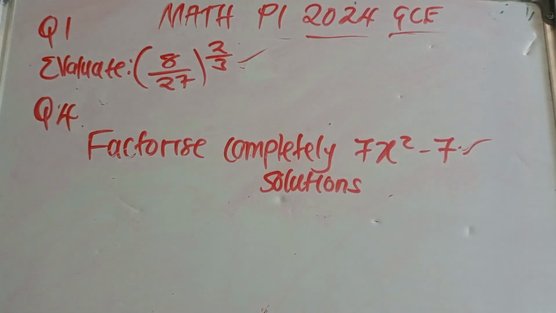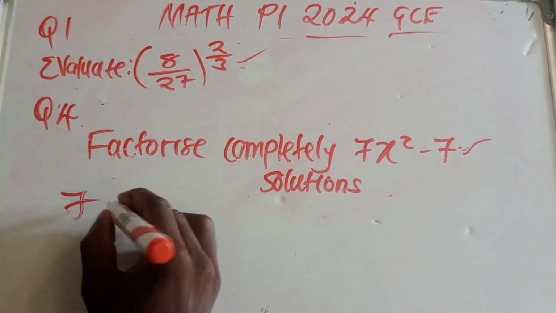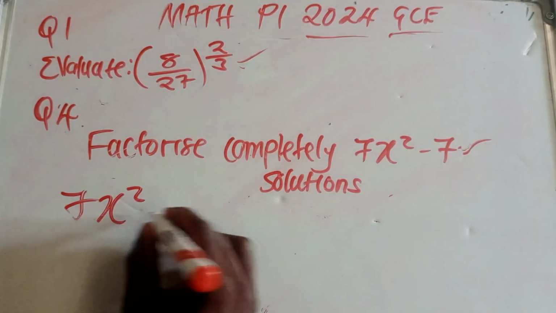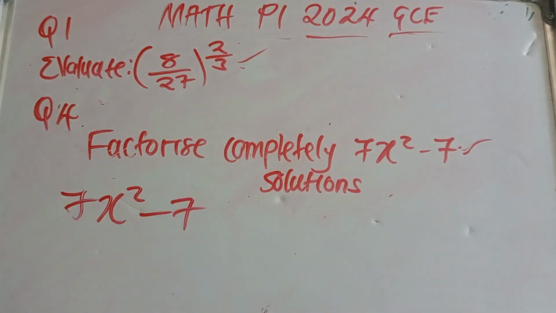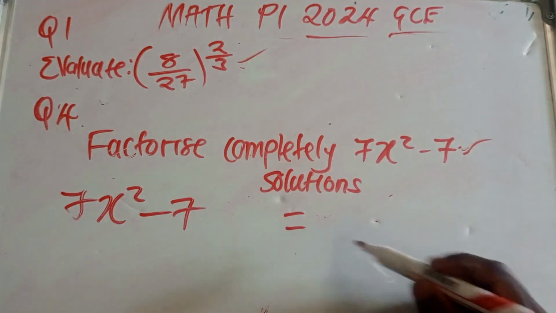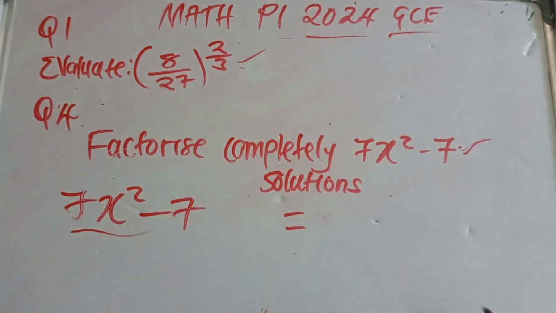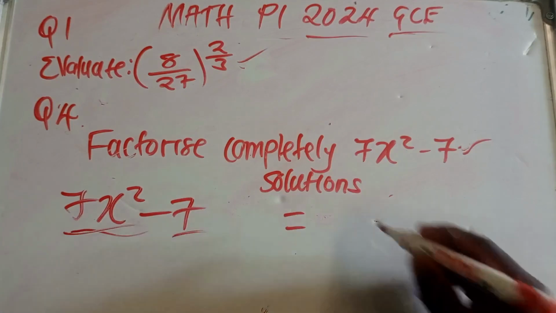Let's deal with the second question, which is in this case the fourth question. We've been told to factorize 7x squared minus 7. For us to factorize this, you need to find the common factor of these numbers. Which number can go into this part and this part? In this case, you can see that definitely it's 7 itself.